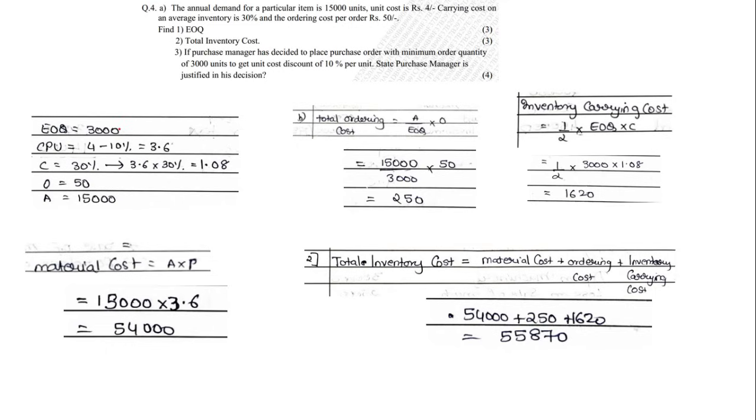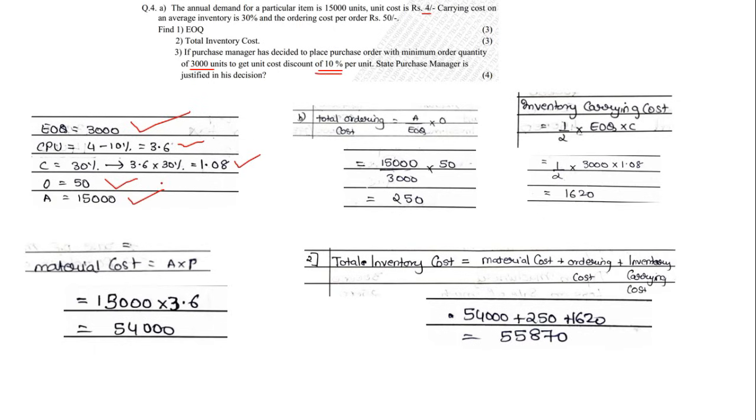Okay. Now remember the new data. EOQ is 3000 units. The cost per unit, which was 4 rupees, they said if I take 3000 units as our new EOQ, we will get a 10% discount. So 4 minus 10%, the new cost per unit is 3.6 rupees. Carrying cost is 30% of the new CPU, that is 30% of 3.6, which is 1.08. Ordering cost was 50 and A was 15,000.